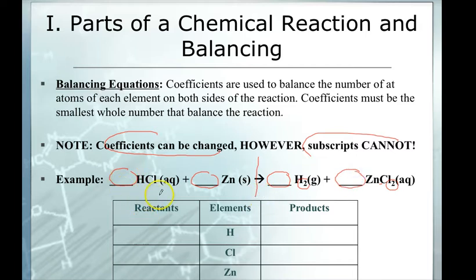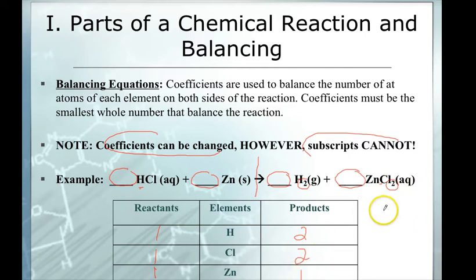So before we go, let's just quickly run through and look at both sides. On the reactants, we have 1 hydrogen, right? We have 1 chlorine, and we have 1 zinc. On the product side, you can see that we have 2 hydrogens, so already we know it's not balanced. Again, we have 2 chlorines, as you can see here, and 1 zinc.